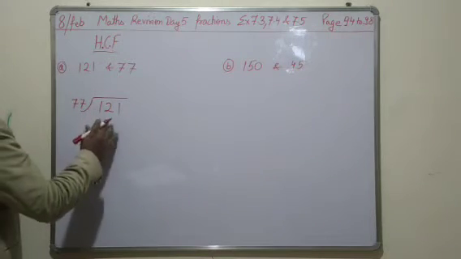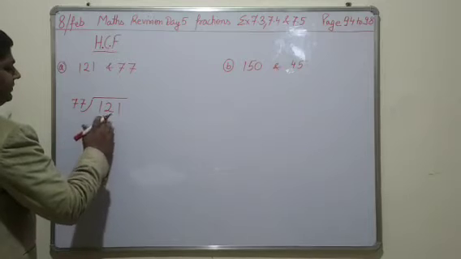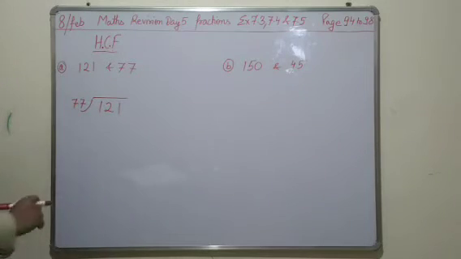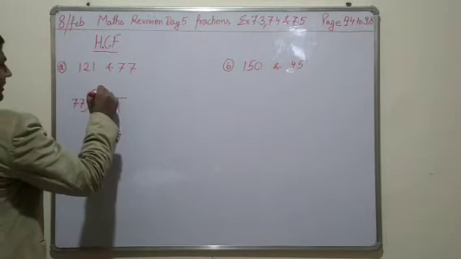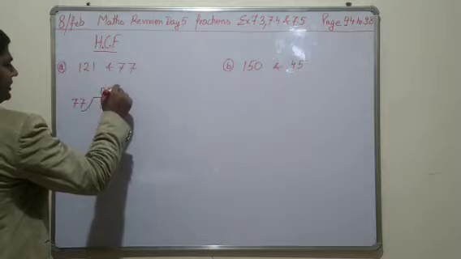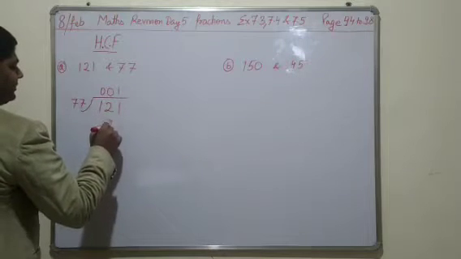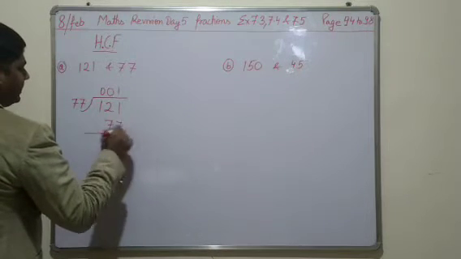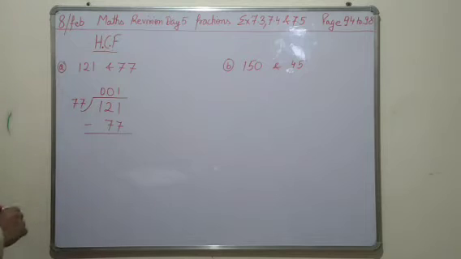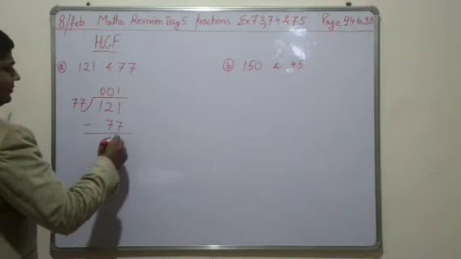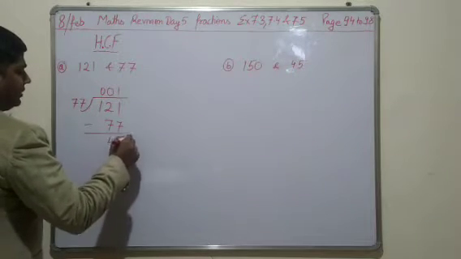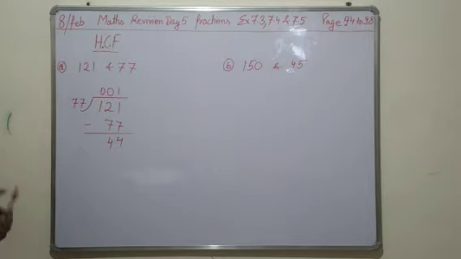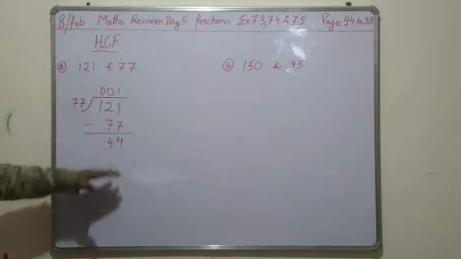Then let's divide it. How many times will it go? Yes, it will go only one time. So 1 times 121, then 1 times 77. Now we will subtract. 11 minus 7 is 4 and 12 minus 7 is 5, so we get 44. Now again we have to divide. We will not go on like this.